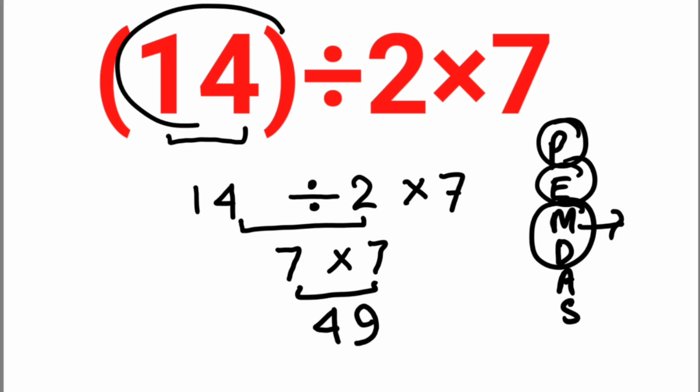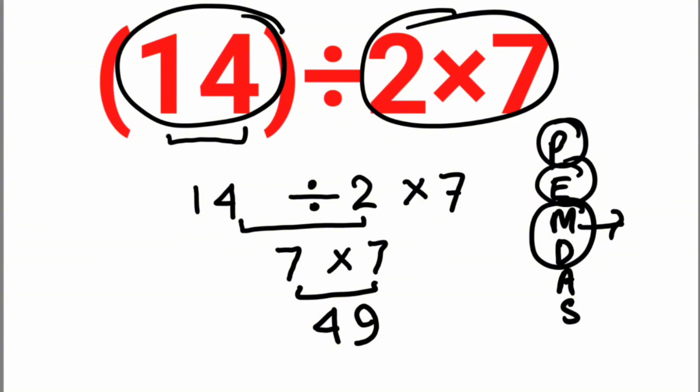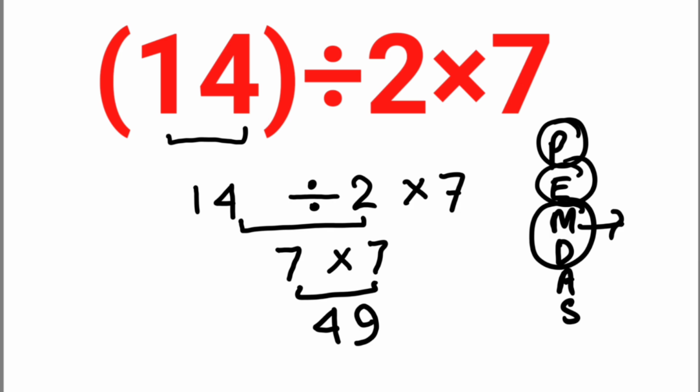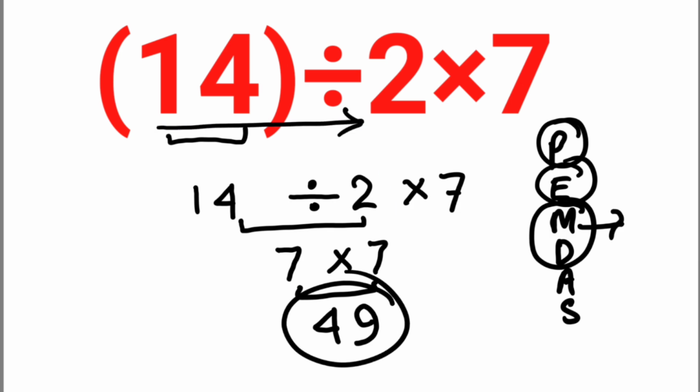The first case in which our answer was 1 was wrong because we have not followed the order of operation. And remember that we have to move from left to right to get a correct answer, which is 49.